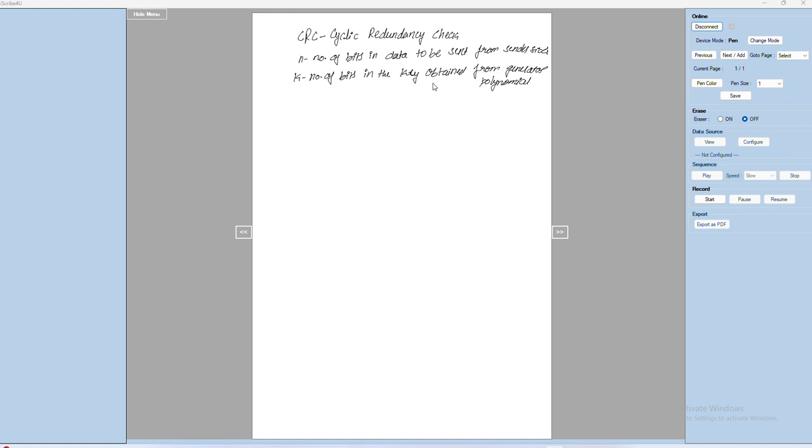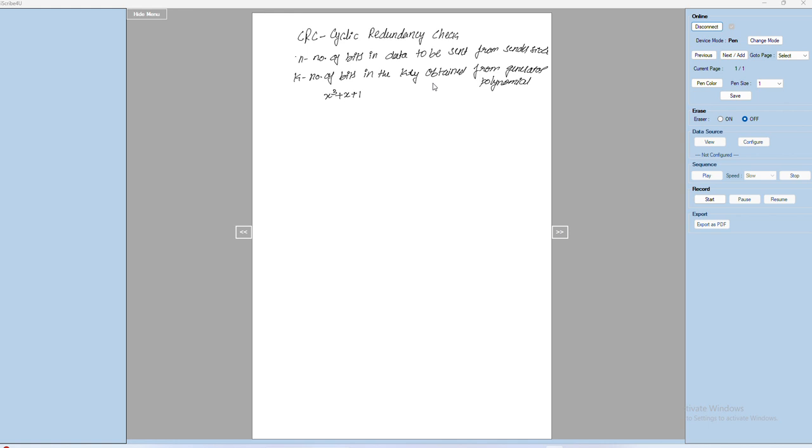An example generator polynomial is in the form of an equation, that is x cube plus x plus 1. So the generator will be given in the form of a polynomial equation. Before we start solving the problem in detail, let us discuss 2 points, that is n and k.